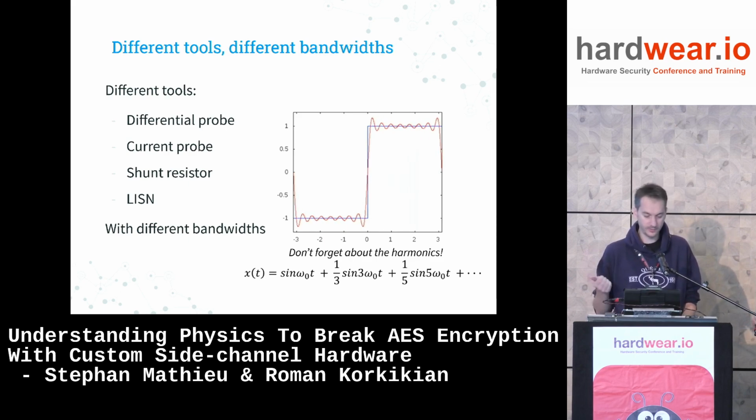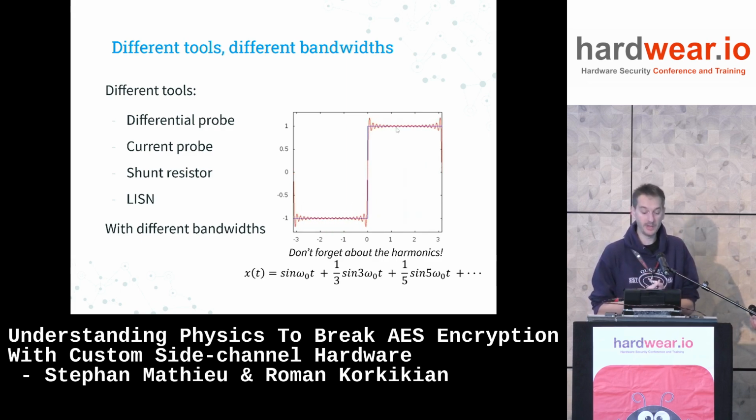You have differential probes, you have current probes. I'm going to introduce them later. You have shunt resistors, just a resistor that converts current into voltage. I'll explain it later. And all of these measurement methods have a common selection criterion, which is the bandwidth.